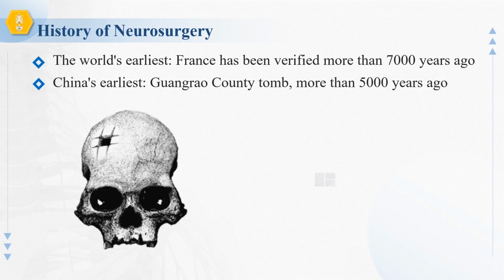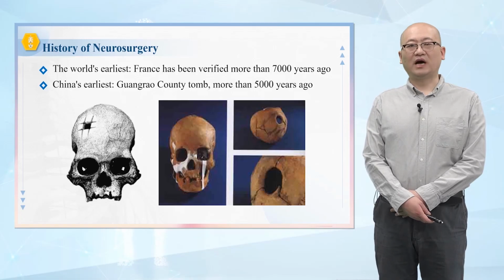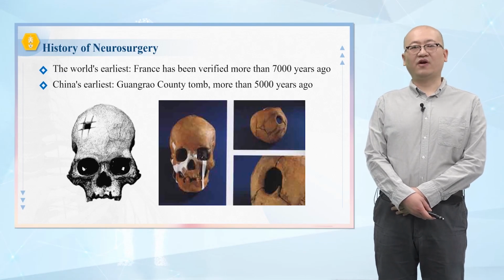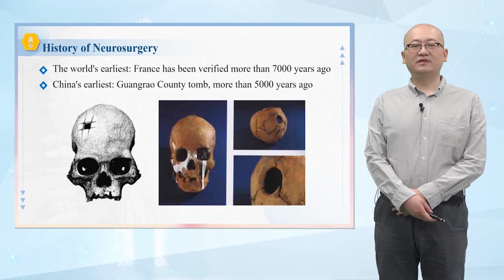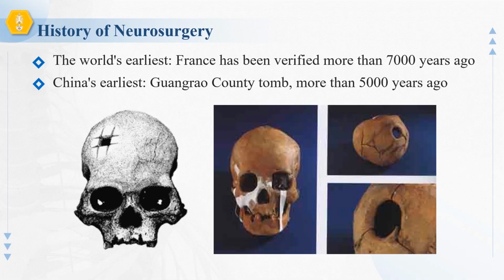Neurosurgery has a long history, and there is a lot of evidence suggesting that the ancients were starting to get a sense of the human skull and try to figure it out. The world's earliest record was in France, verified to be more than 7,000 years ago, and China's earliest record was in Guangrao County, which is just in our Shandong province. It's more than 5,000 years ago.